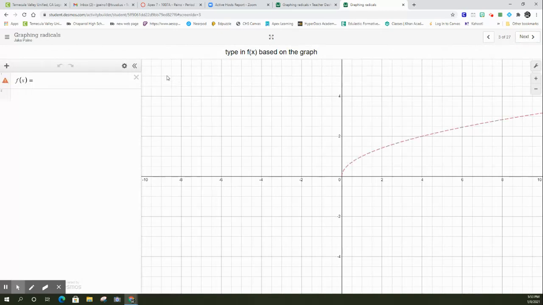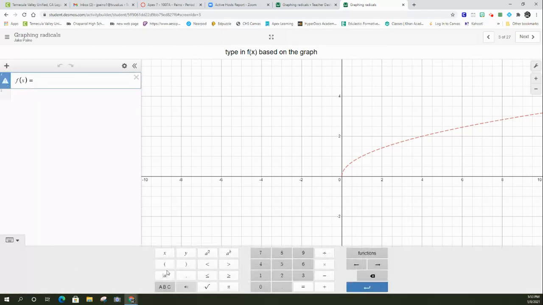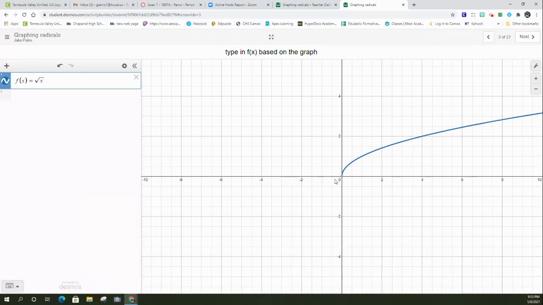All right, so now based on the graph, can we type the function? We have 0, 0, at 1 it's 1, at 4 it's 2, at 9 it's 3, so this is just the function that we just graphed. So it's just the square root of x. Using the square root feature, x, and now you can see it matched up.